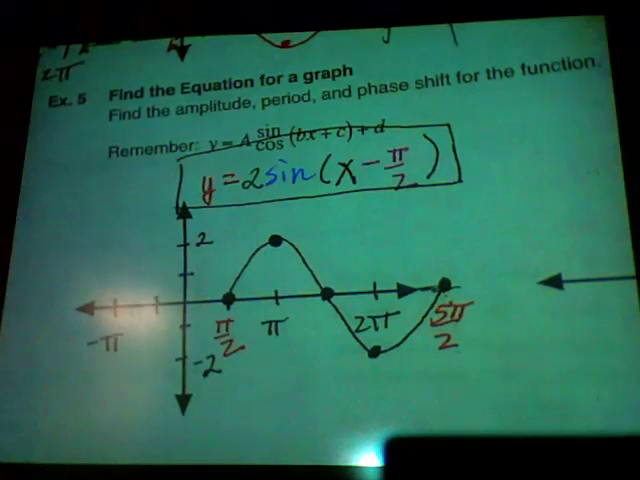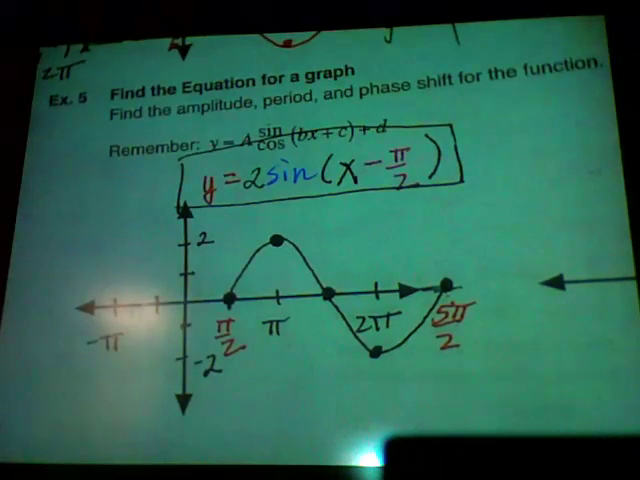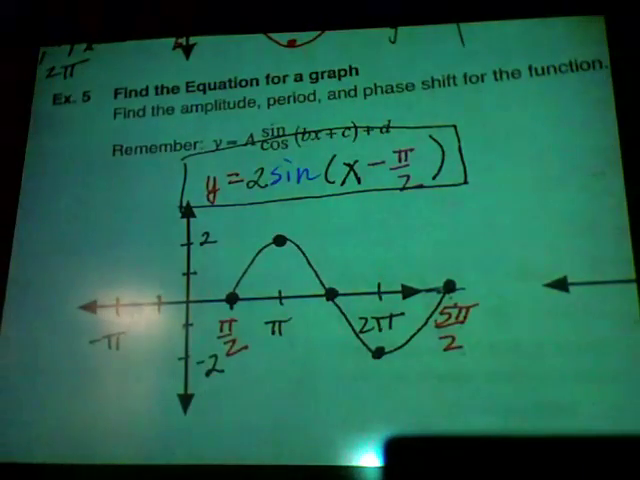Parentheses, right? Parentheses, if it's a horizontal shift. If it had been a vertical shift, up or down, there'd be no parentheses. Okay? All right, so look at the next one.